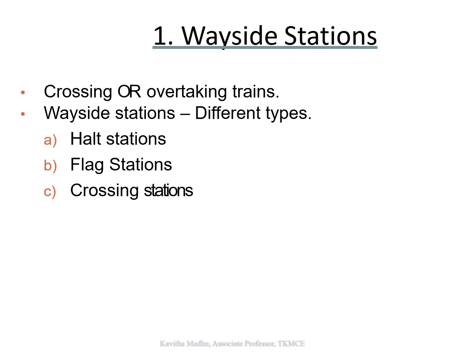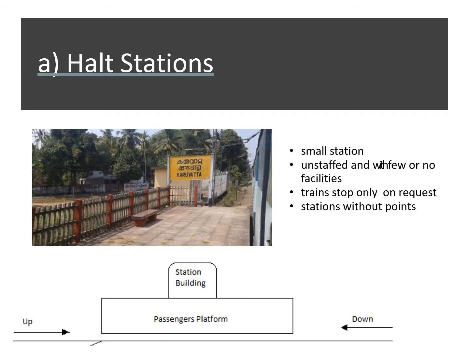There are different types coming under that: halt station, flag stations and crossing stations. So let's see the details. Halt stations are small stations that are provided with very few facilities. So in this figure you can see obviously a platform will be provided. Sometimes it can have a station building and sometimes it may not. So it's a small station, usually unstaffed, with few or no facilities.